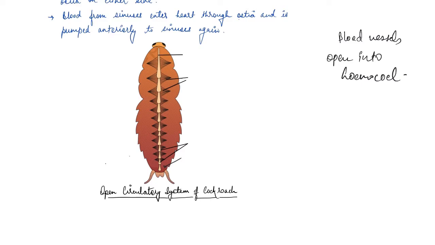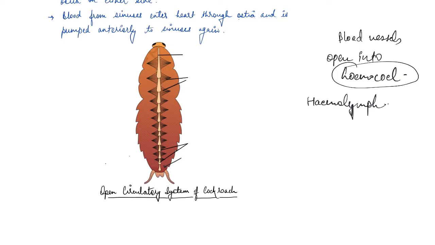Now all the visceral organs are located in the hemocoel. As the blood flows from the blood vessels into the hemocoel, these visceral organs are bathed in blood, and this blood is known as hemolymph.